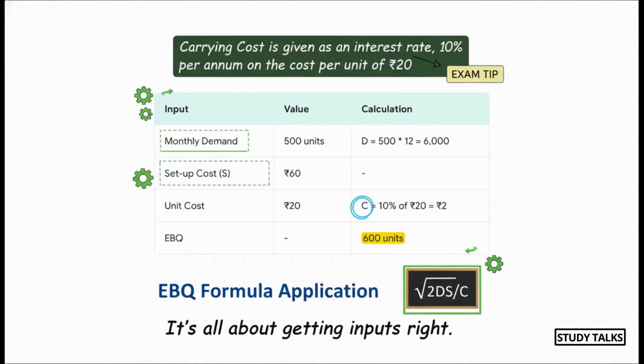Let's see this in action with illustration 5 from the material. We're given a monthly demand of 500 units. So what's our very first step? Annualize it. D is 500 times 12, which gives us 6,000 units. The carrying cost is given as 10% per annum on the unit cost of 20 rupees. So C is simply 10% of 20, which is 2 rupees per unit per annum. Now we can finally plug those correct annualized values into our formula, and we get an EOQ of 600 units. See? It's all about getting those inputs right before you even think about calculating.